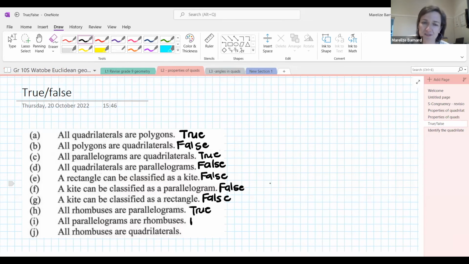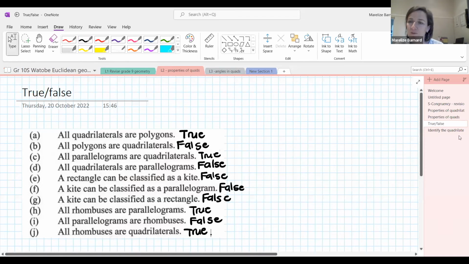That is false, because all parallelograms do not have all sides equal, which is what makes a rhombus a rhombus. Okay, and then all rhombuses are quadrilaterals. That is true.